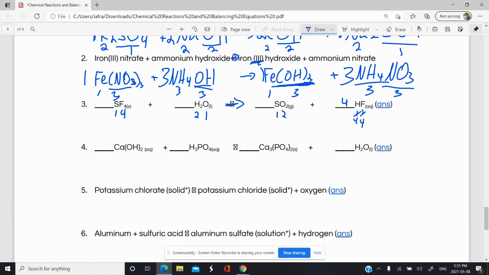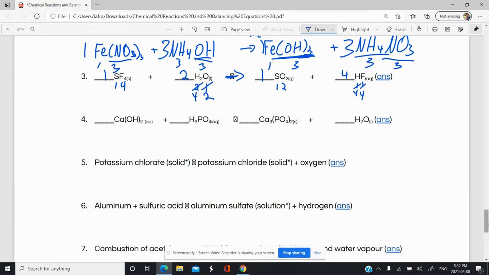And I'm going to try to get 4 H's on the other side as well. So I'll put a 2 over here, and that'll give me 4 H's, and that'll give me 2 O's. So now I think I'm balanced. I have 1 sulfur on both sides, 4 H's on both sides, 2 oxygens on both sides, and then 4 F's on both sides. So I'm just going to finish off by putting a 1 and a 1, and now I have a balanced equation.